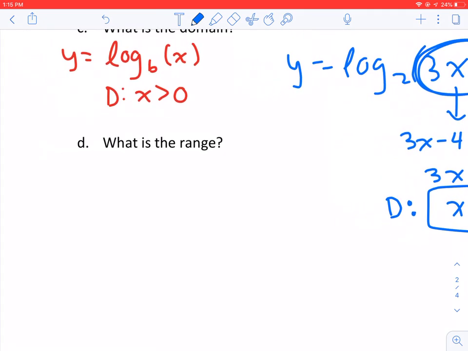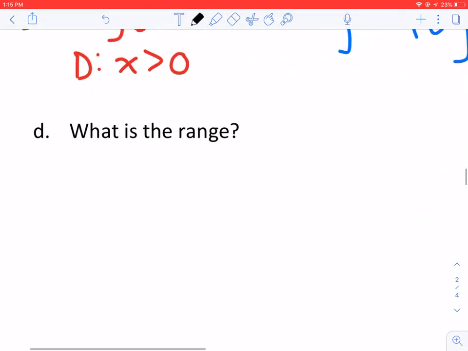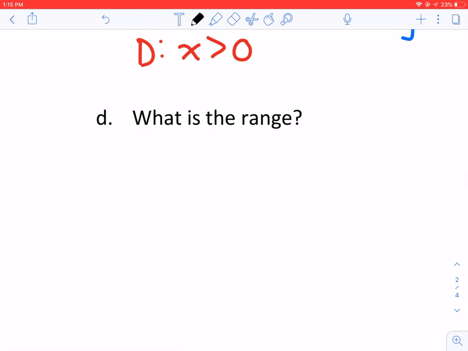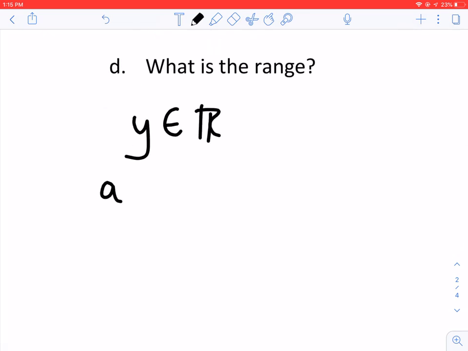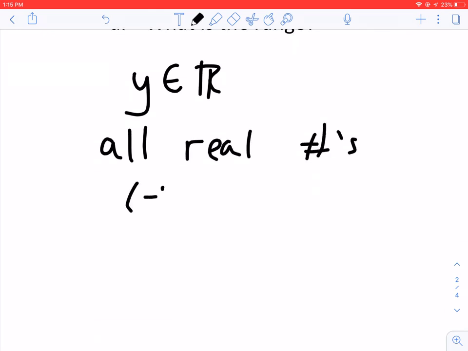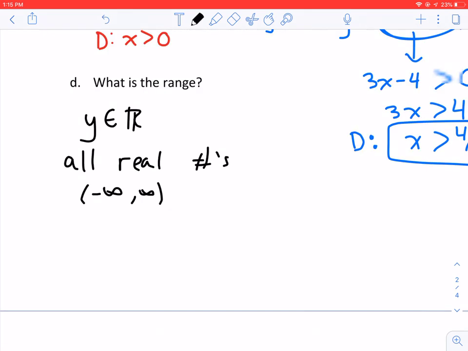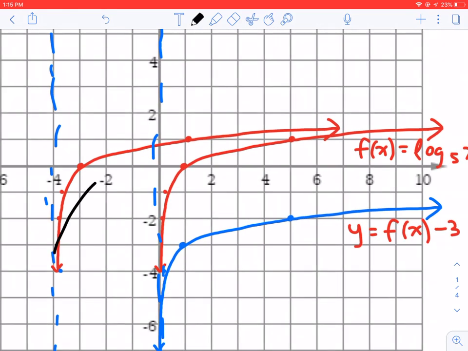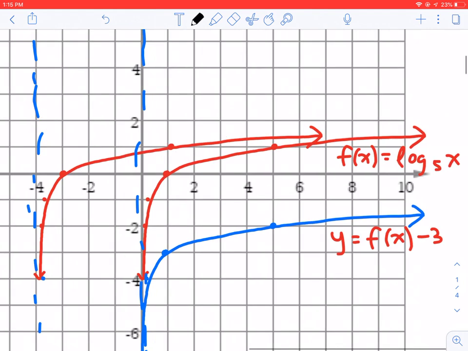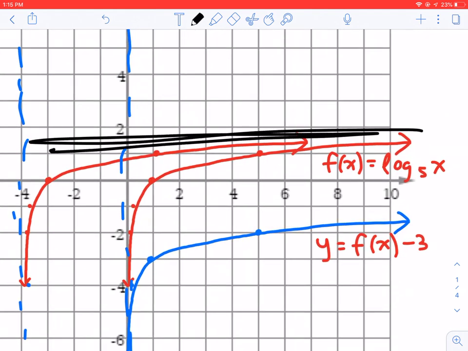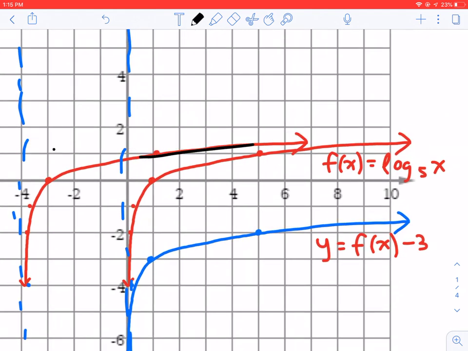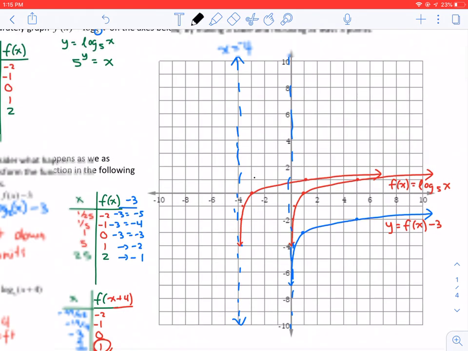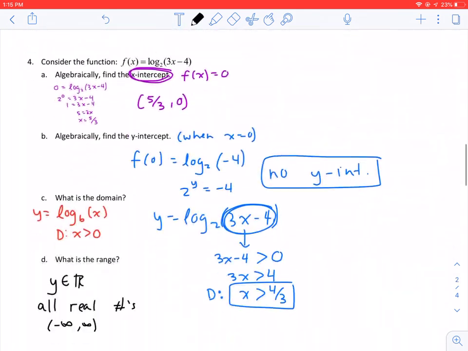And what's the range? For any log graph, the range is going to be all real numbers. y is an element of the reals, negative infinity to infinity. If I go back to the warm-up, no matter how slowly it looks like it's growing, this is not a horizontal asymptote. There's no horizontal asymptote here. This is always increasing, just increasing really, really slowly, like we talked about.